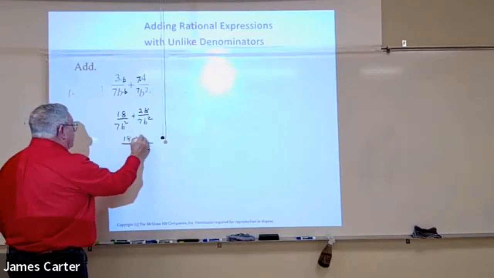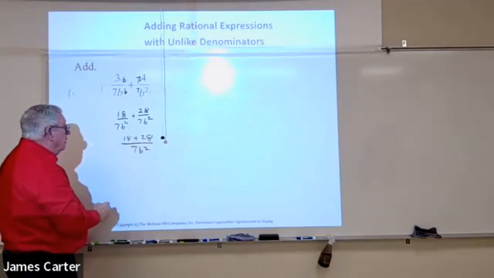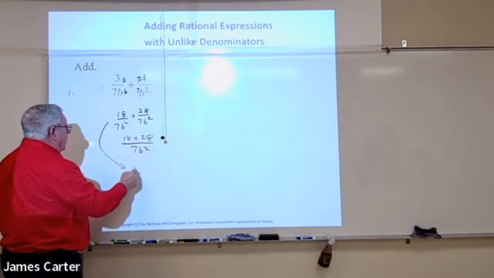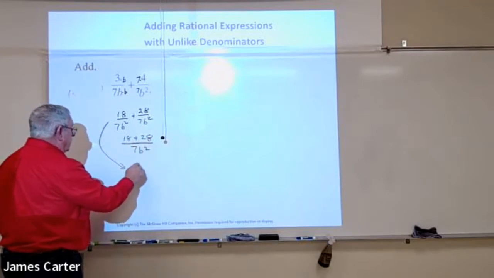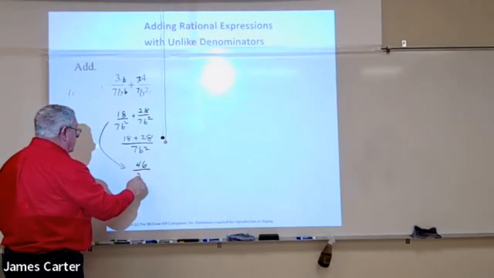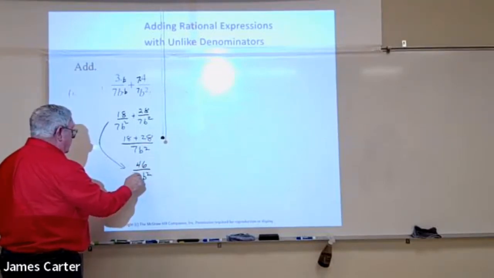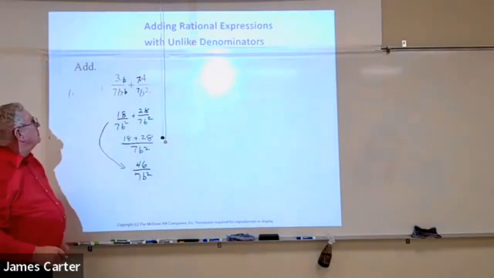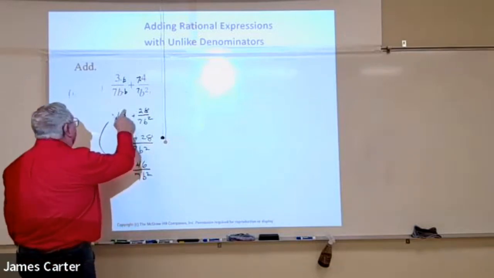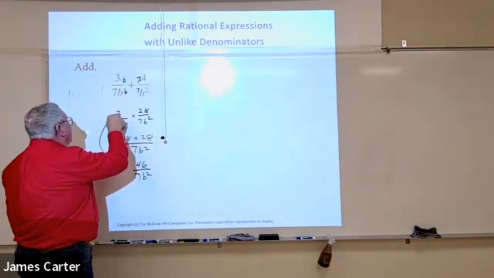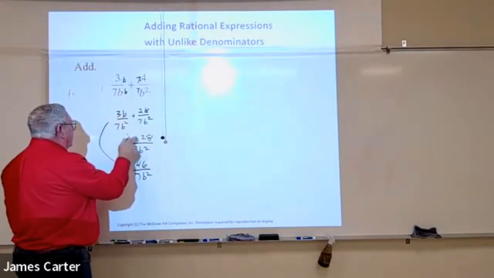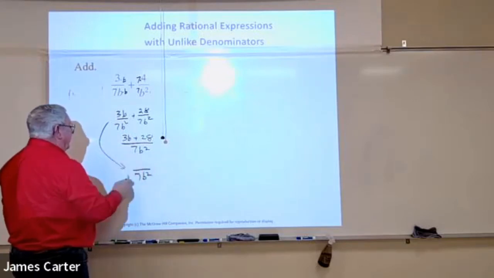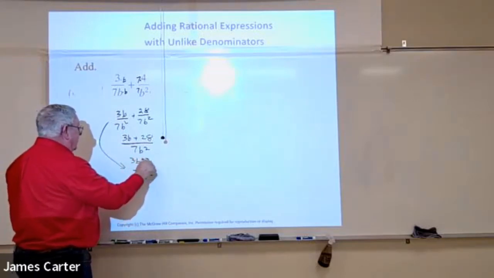You don't have to show this step I'm showing right now. You can go straight to this step. Okay, 18 plus 28 is what, 46 over 7b squared. Where did you get the 18 from? 3 times 6. Oh, that's a b. Duh. 3b. That's no longer 46. That's just 3b plus 28.